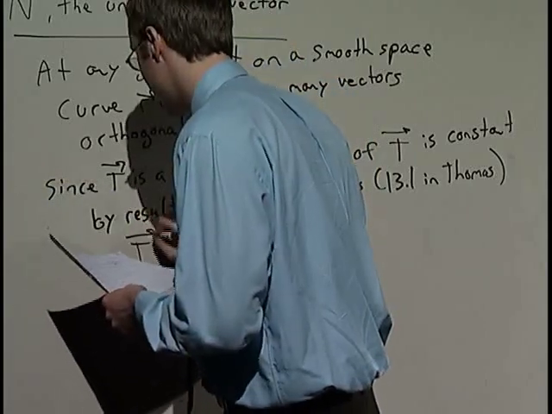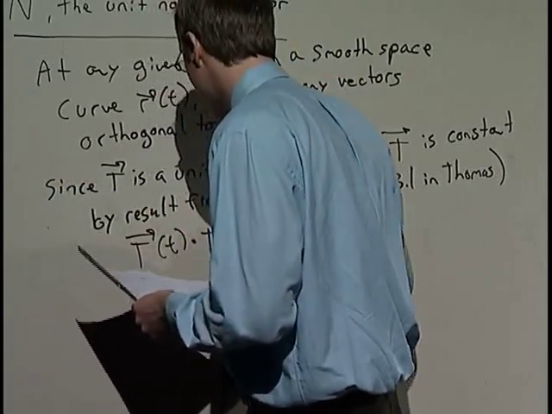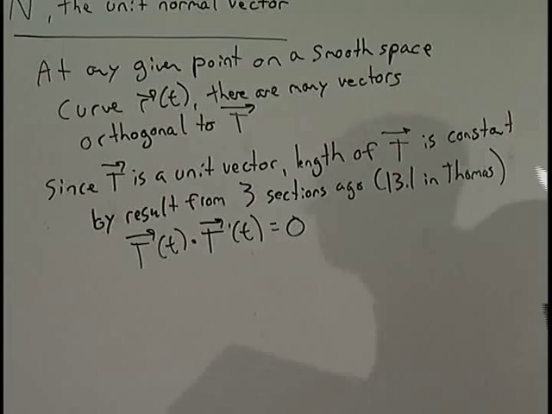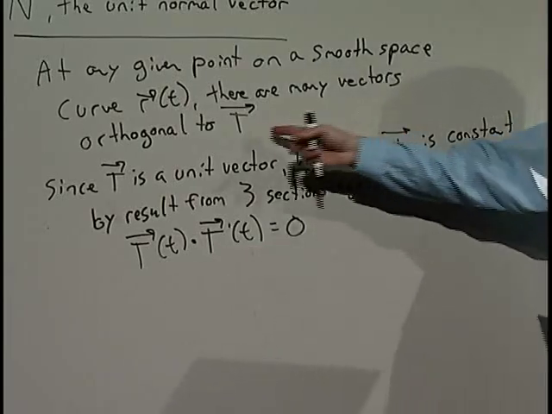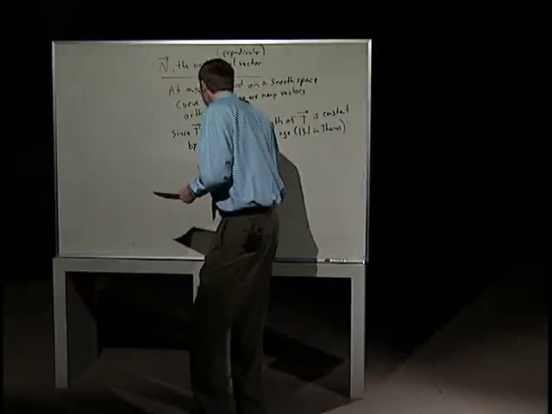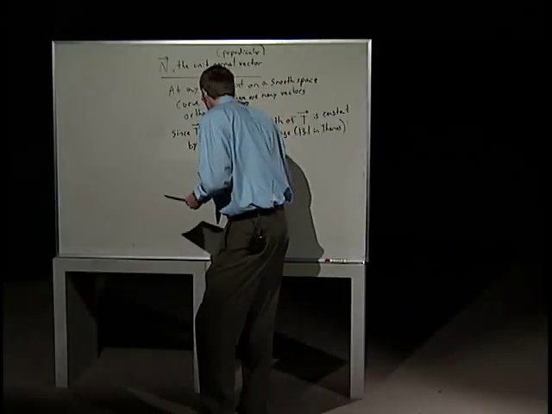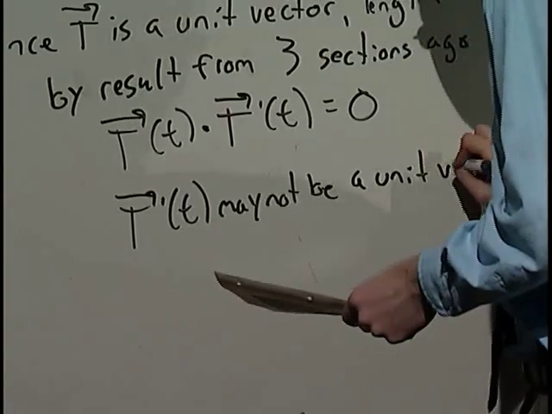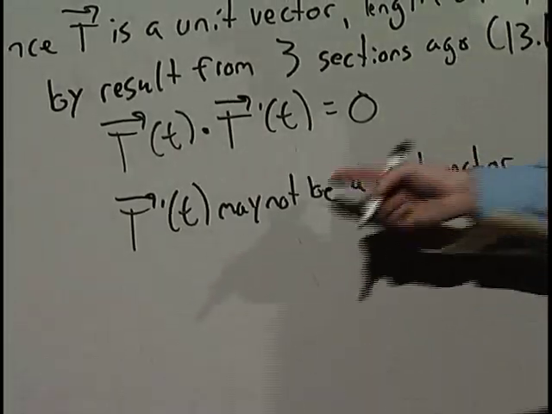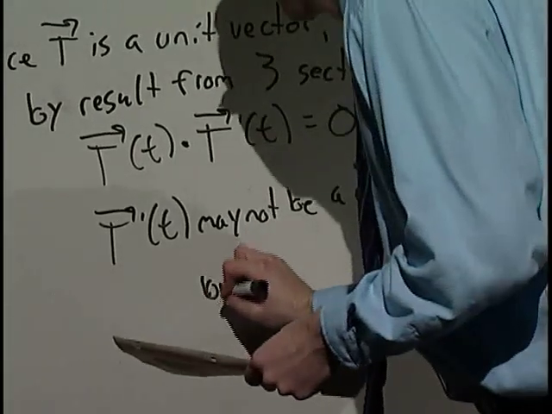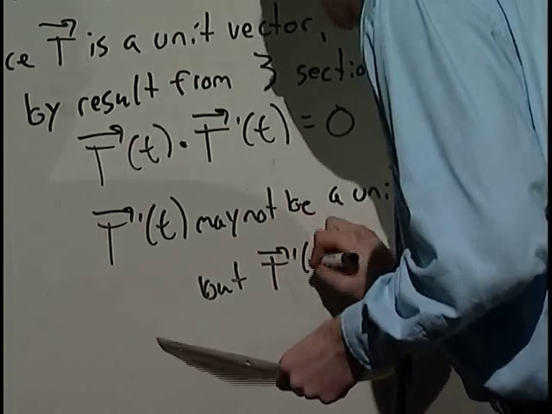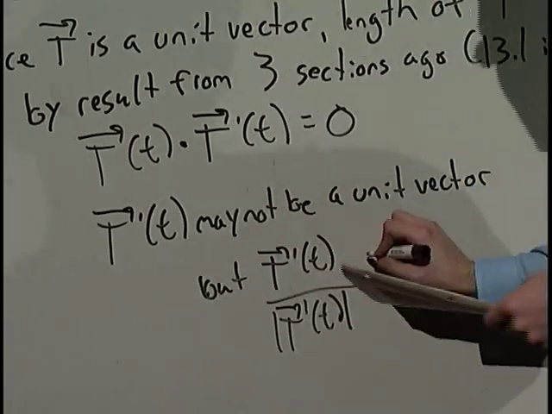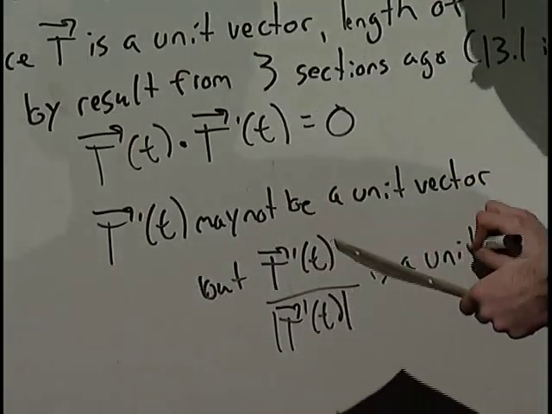Then if we take T of t and we dot it with its derivative, T prime of t, then we get 0, right? And so T prime is a vector that's normal or orthogonal to T, okay? Well, again, T prime may not be a unit vector, but it's always easy to make a unit vector by just dividing by the length. So take T prime of t, divide it by its length, and you do get a unit vector.